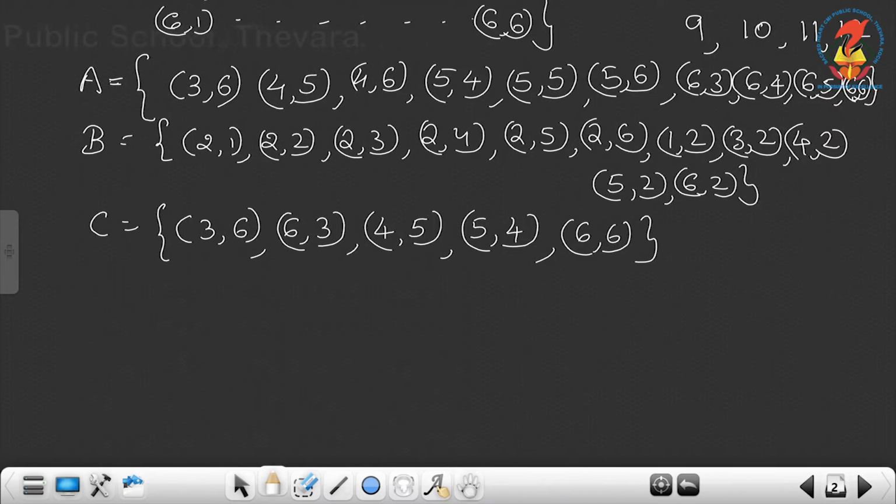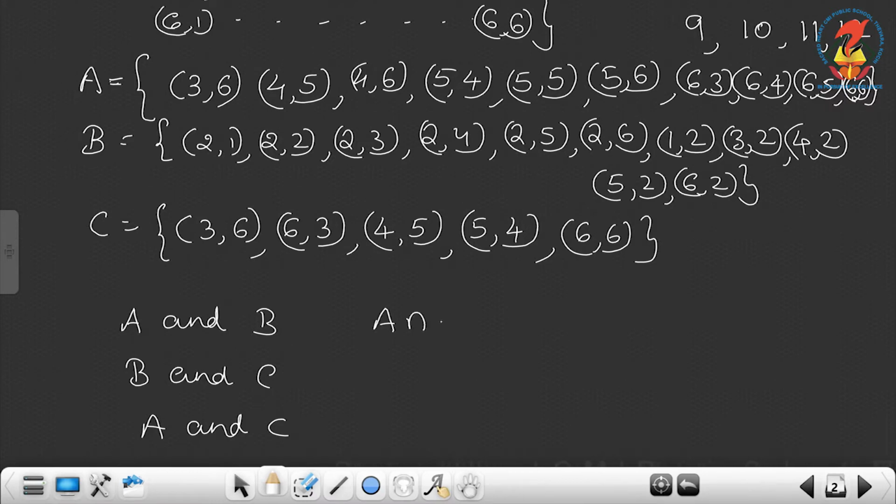So you consider A and B, B and C, and A and C. 3 pairs we get. Which are mutually exclusive? Mutually exclusive means the intersection is the null set. Check A and B. Is there any common element? So A intersection B is equal to the null set. Therefore A and B are mutually exclusive.